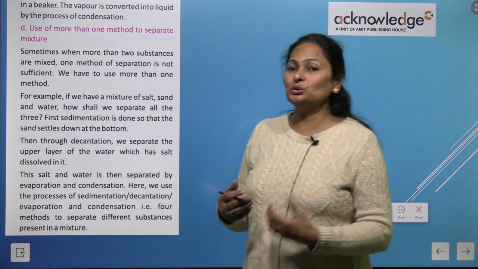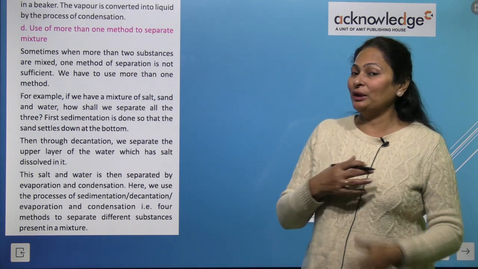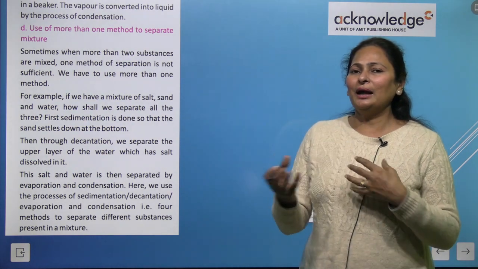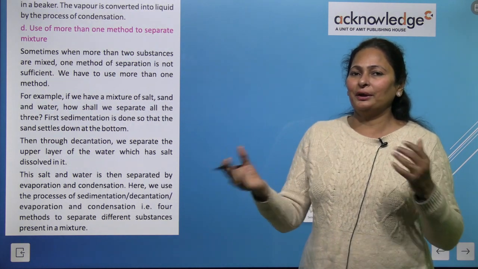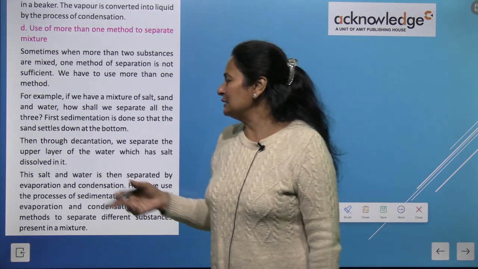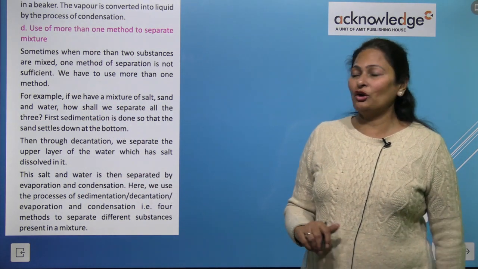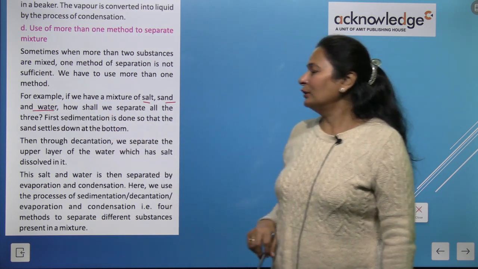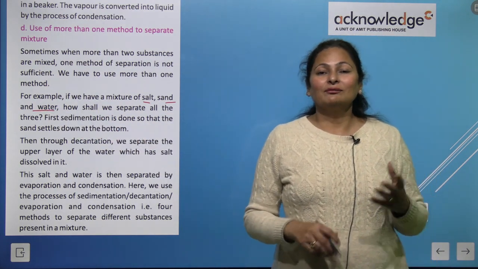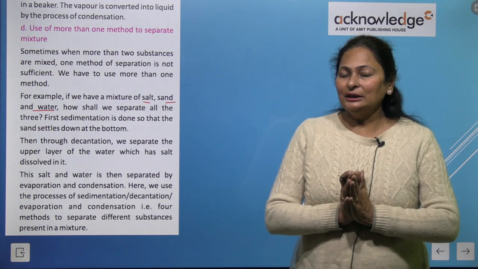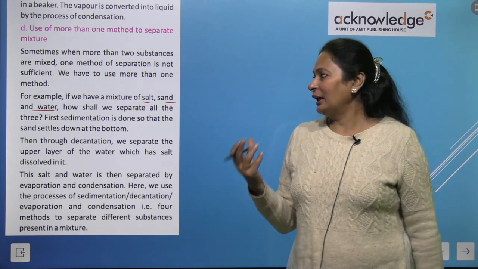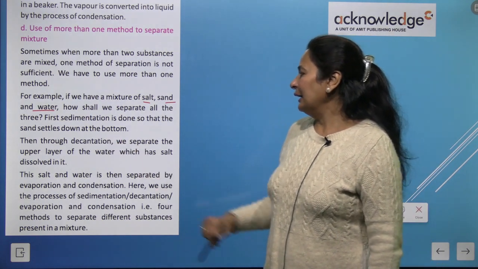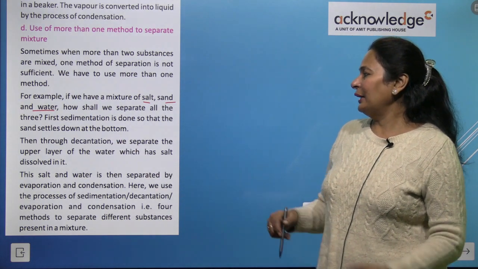Now, the use of more than one method to separate a mixture. Sometimes more than two substances are mixed together, so we need to separate them. We need to apply different methods to separate different substances. For example, if we have a mixture of salt, sand and water, what will we apply? We will apply sedimentation first, then decantation, and then evaporation, right?